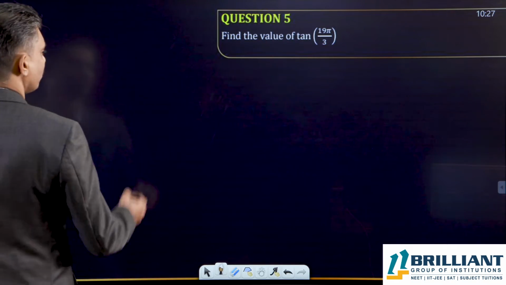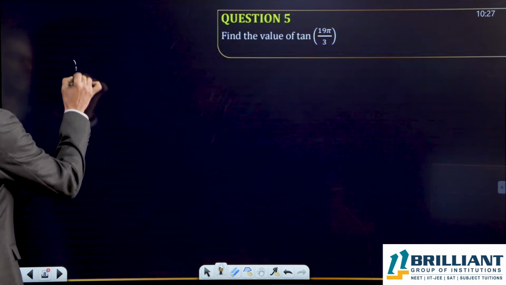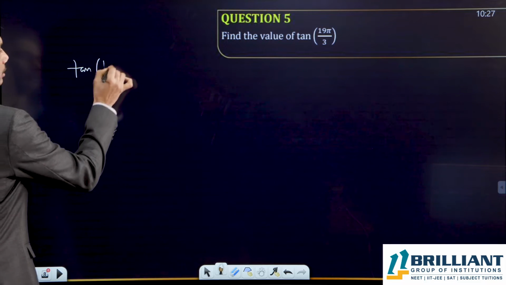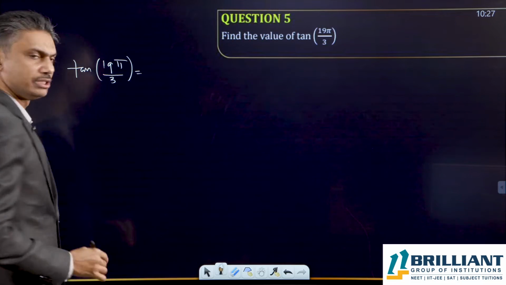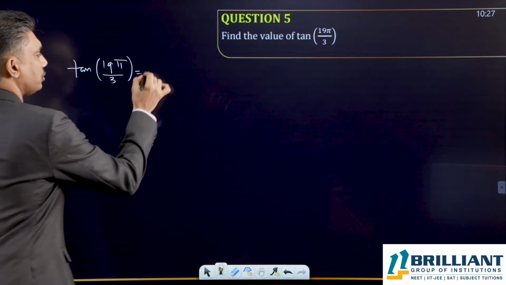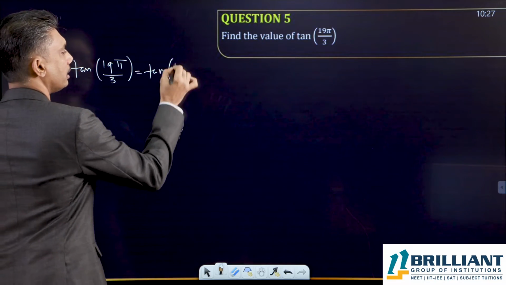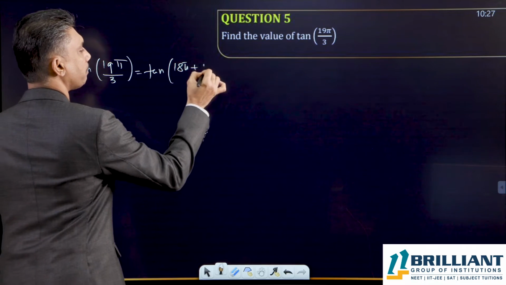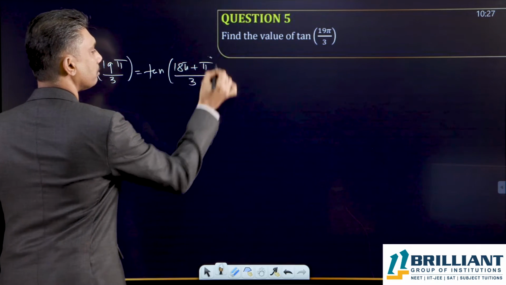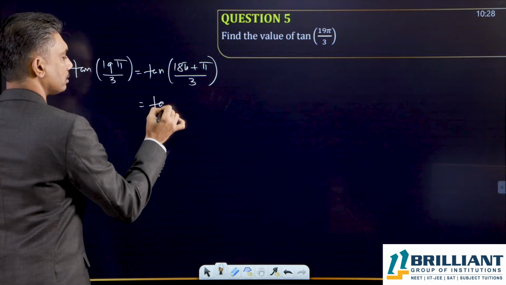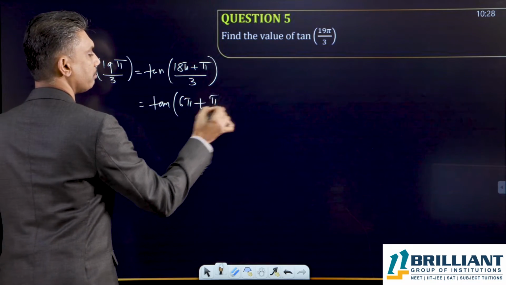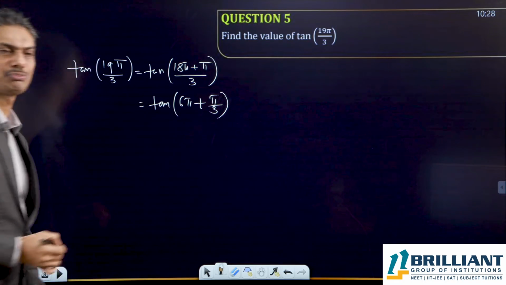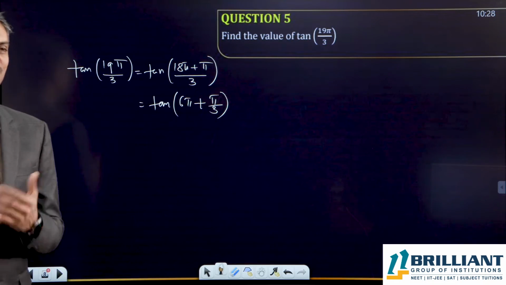Let us see in which quadrant. Tan 19 pi by 3 equal to, which is the nearest multiple of 19? 18. Tan 18 pi plus pi by 3, that is tan 6 pi plus pi by 3. Where is 6 pi? Which quadrant? 6 pi plus theta means which quadrant?